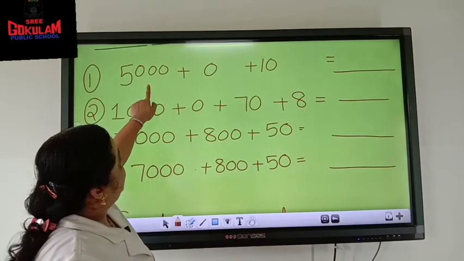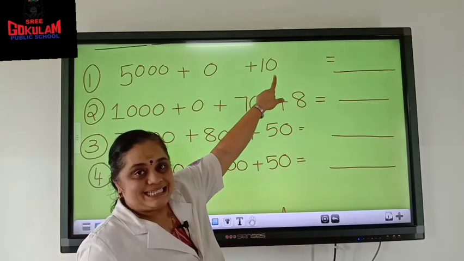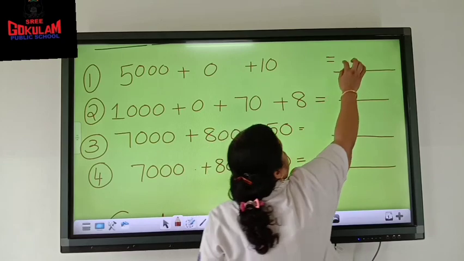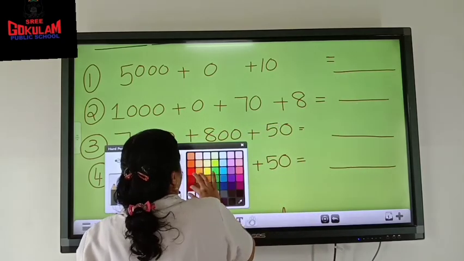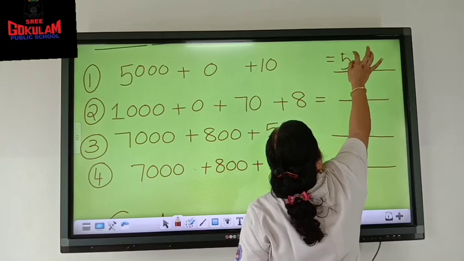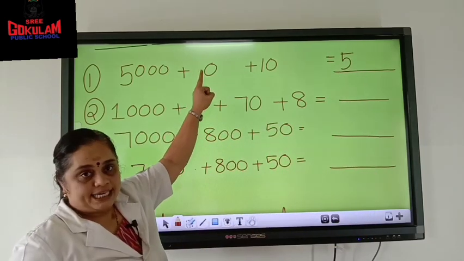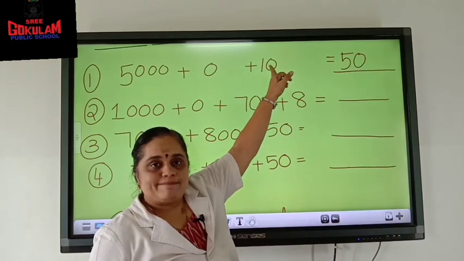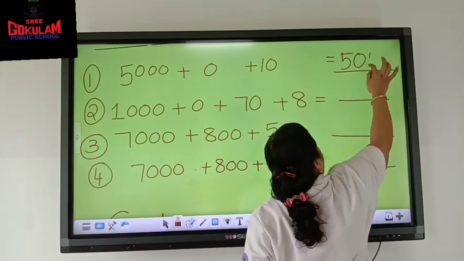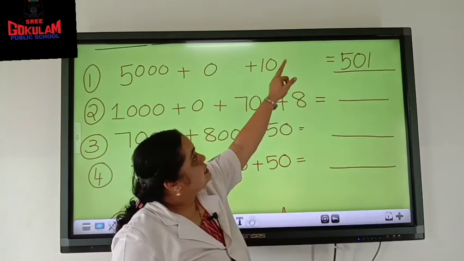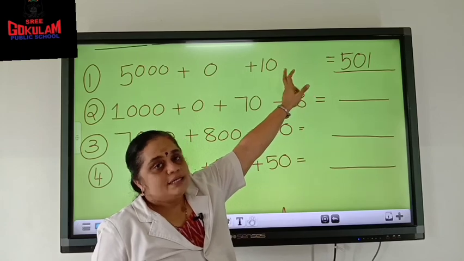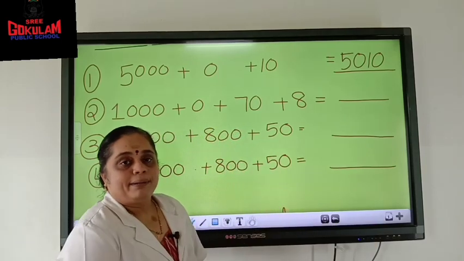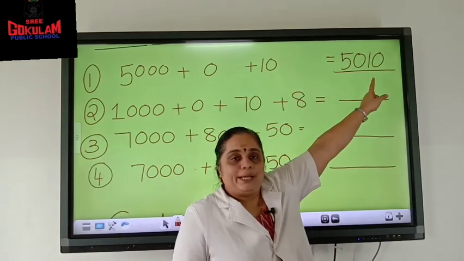Yes, children. 5000 plus 0 plus 10. So we have a number in its thousands place. It is 5000. So we can write here 5. Okay, and here we have 0 in its hundreds place. So we will write 0. What do you have in its tens place? 10. So we will write 1. But by the way, children, after this there is no number in the ones place. So no problem at all. You can put that as 0. So what is the number? 5010. I hope you understood.